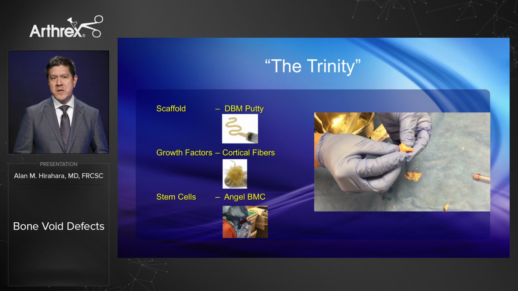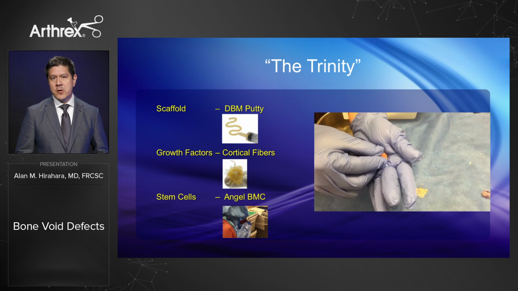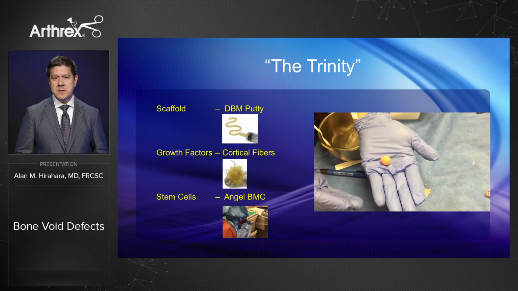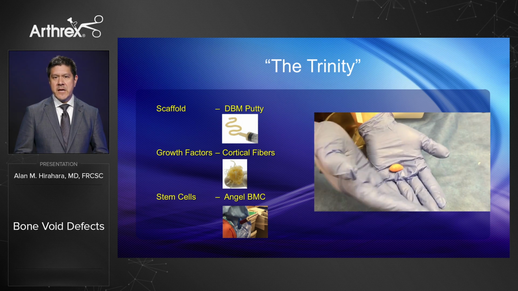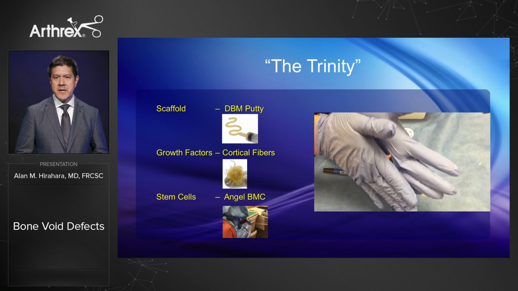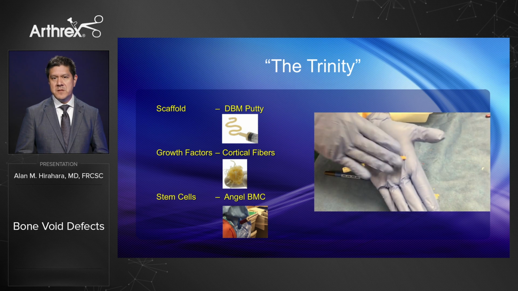Having kind of the trinity, taking a scaffold in the form of a DBM putty, taking growth factors in the form of cortical fibers, as well as using stem cells from Angel BMC, taking these three things together to promote the most potential to have that bone reintegrate in and regrow and fill that bone defect.